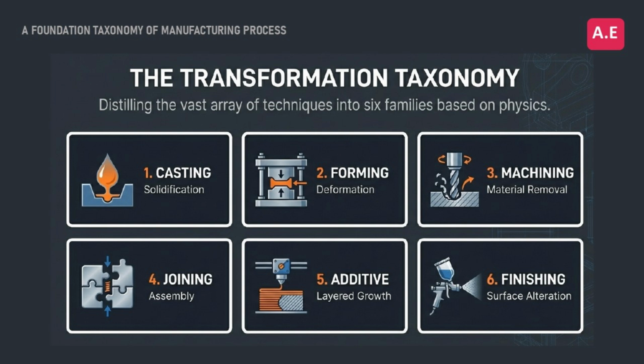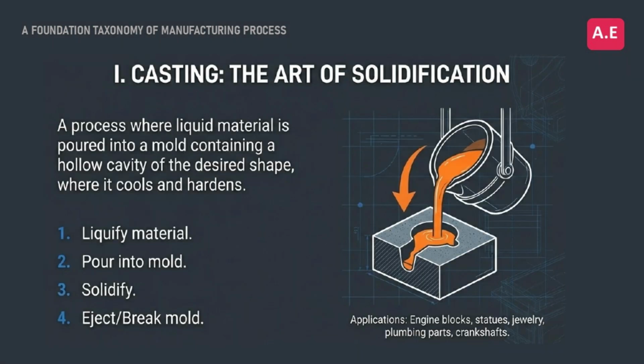First up is casting, the art of solidification. This is one of the oldest processes dating back thousands of years. The principle is simple. You liquefy a material, usually metal, by heating it until it melts. Then you pour that liquid into a mold that has a hollow cavity in the shape of your desired part. You let it cool and solidify, and then you eject or break the mold to reveal the finished piece. From the engine block in your car to a delicate piece of jewelry, casting is how we create complex shapes that would be difficult to carve or form.